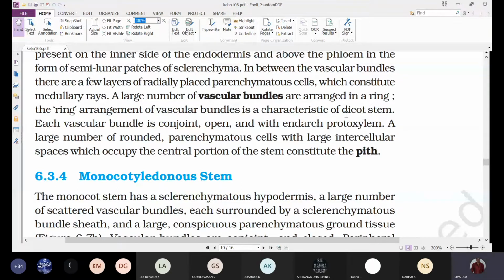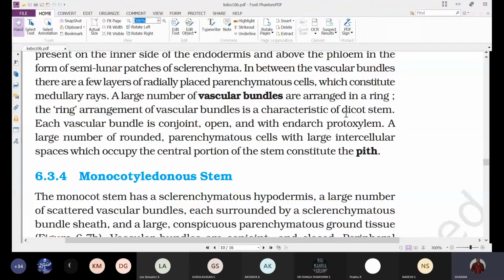A large number of rounded parenchymatous cells with large intercellular spaces, which occupy the central portion of the stem, constitute the pith. That means the central part of the young dicotyledonous stem is occupied by a large number of rounded parenchymatous cells with large intercellular spaces, and this tissue constitutes the pith.